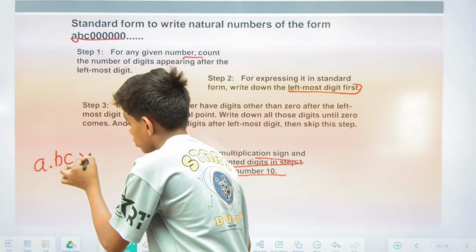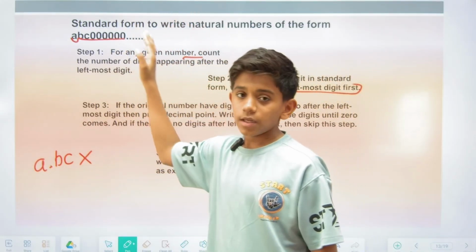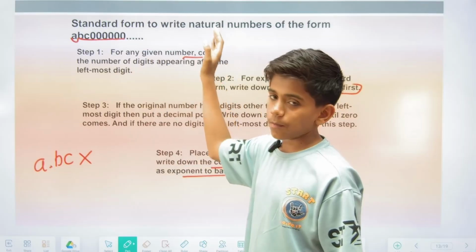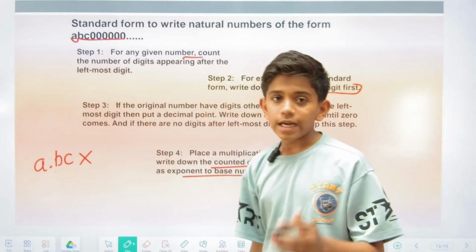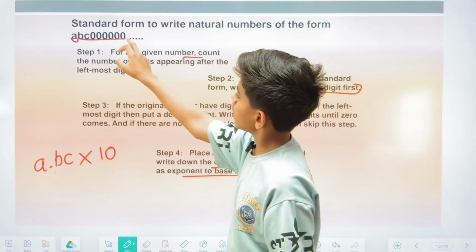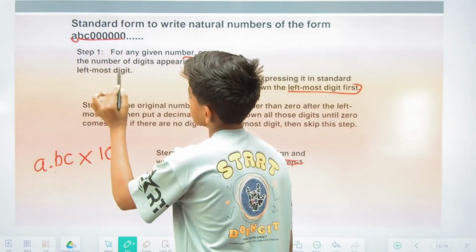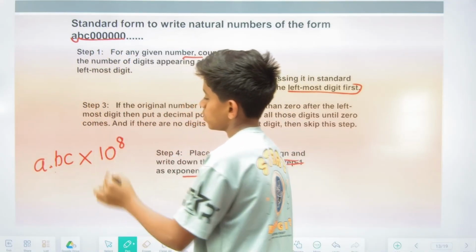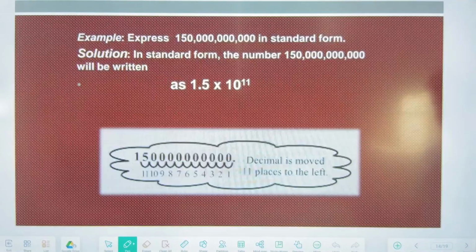Meaning, here we need to give a multiplication sign, and from the place where you put the point to the end, that many digits you have to write as the power of the base 10. Suppose here are 1 2 3 4 5 6 7 and 8. So this would become a point b c into 10 to the power 8.